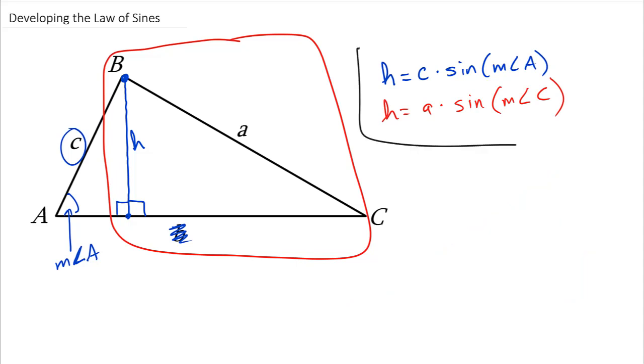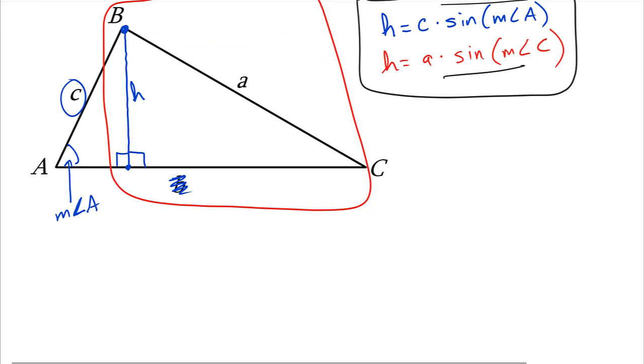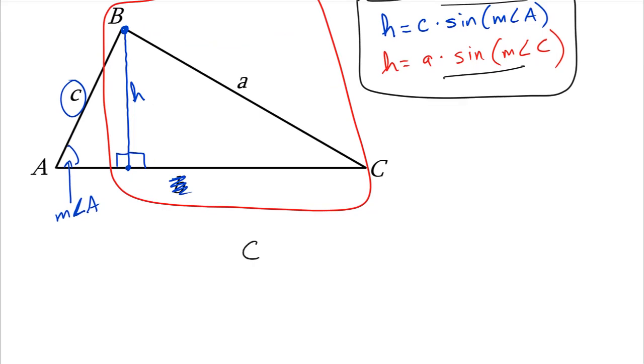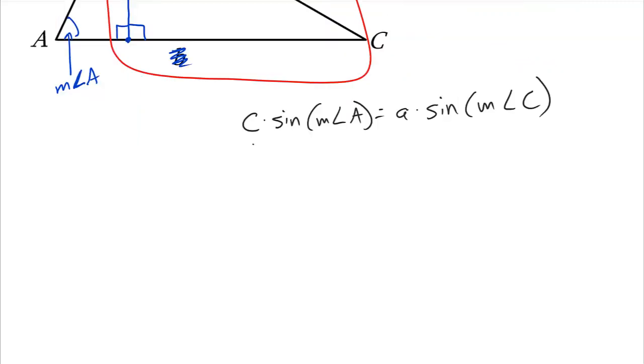Now if we think about what this tells us, since both of these expressions represent the value of h, or the length of that altitude, those expressions have to be the same value. So in other words, c times the sine of the measure of angle A must be equal to a times the sine of the measure of angle C. From here, let's divide both sides by a times c.